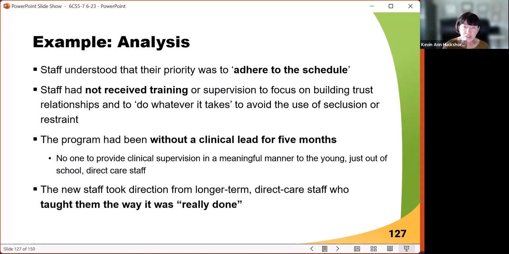Staff also understood that their priority in that program was to make the schedule happen, that they would get in trouble if anybody went outside of the schedule. Staff had not received training or supervision on how to engage with young people, to build trusting relationships, and basically that they had the power to negotiate and do pretty much whatever they could to avoid putting hands on. So in this case with Amber, it would have been leave her alone. Don't bug her. Just walk away.